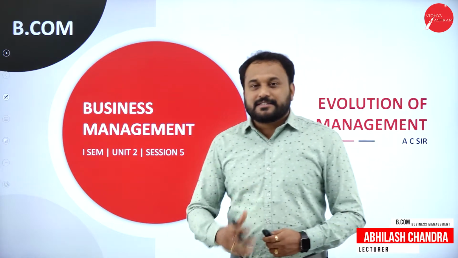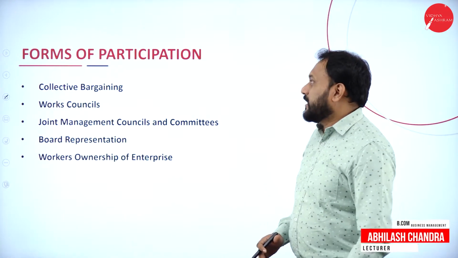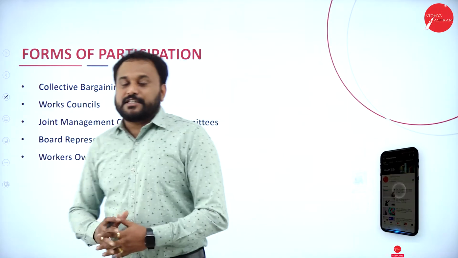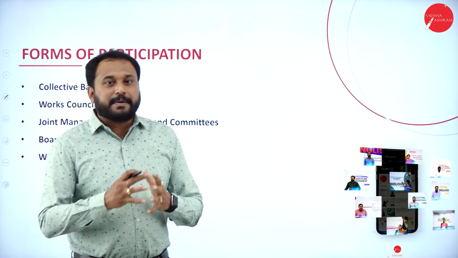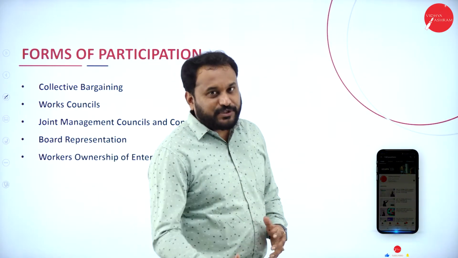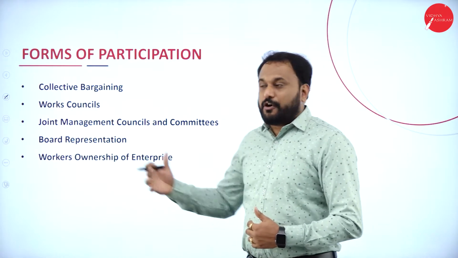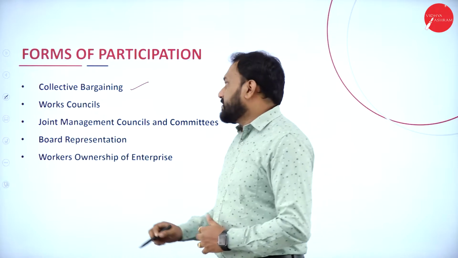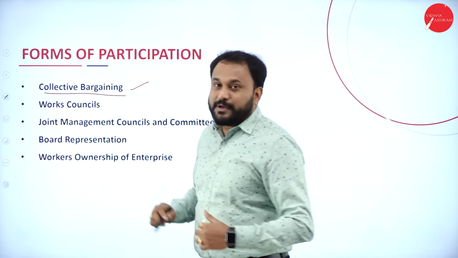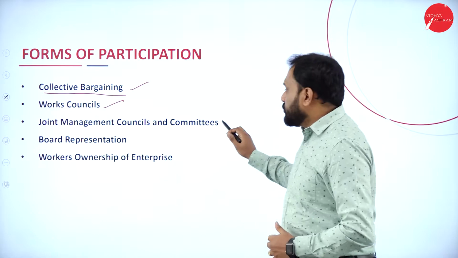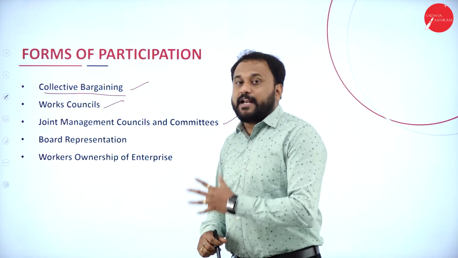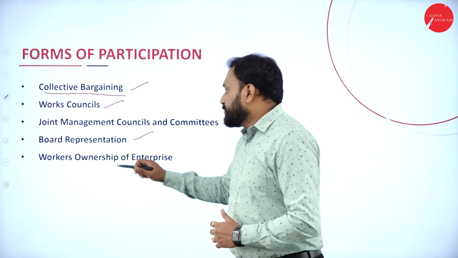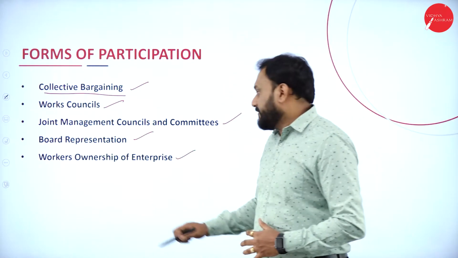Now in this session, we're going to learn something more about the forms of participation. In the last session, we went through what exactly participation, that is management by participation, is. Now we'll go through the forms of it. The first one is collective bargaining. Please understand this term, collective bargaining. The next one is works council, joint management council and committee. Then we have board representation, and the last one is workers ownership of enterprise.